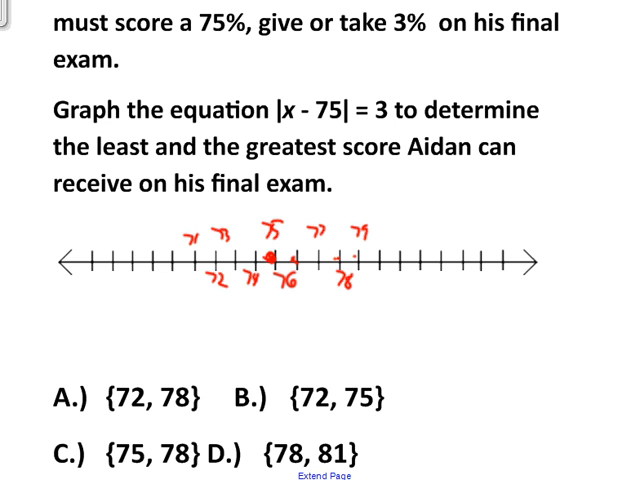To show it as either 3 higher or 3 lower, it could go 1 unit, 2 units, 3 units, or it could go down by as many as 3 units: 1 unit, 2 units, 3 units. He needs to get somewhere between a 72 and a 78 on the test to reach his goal.